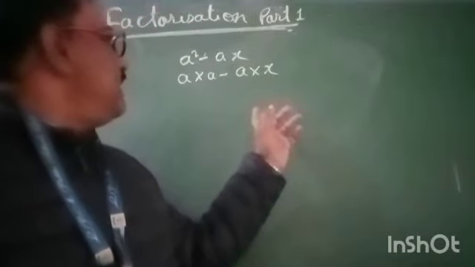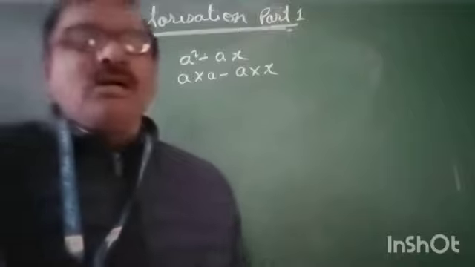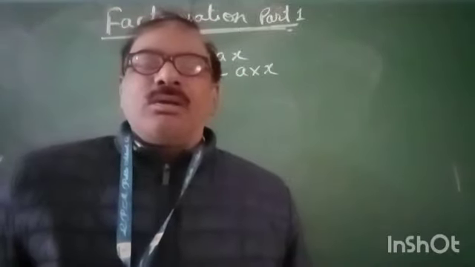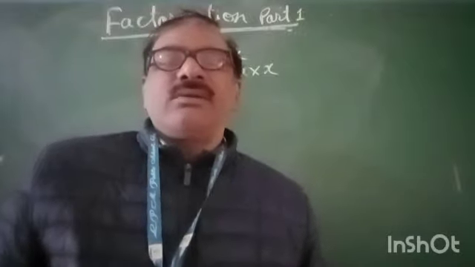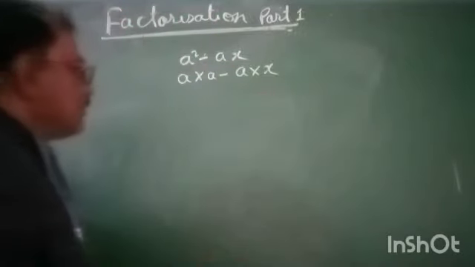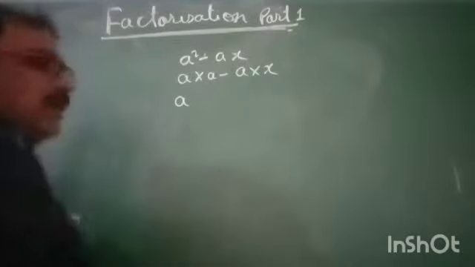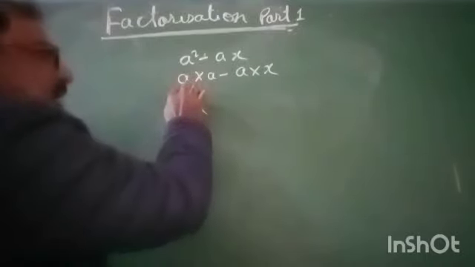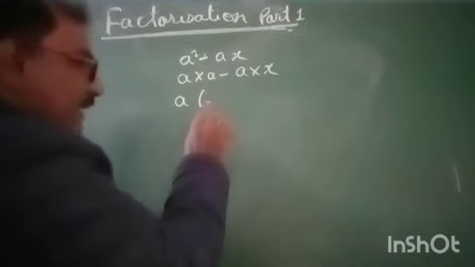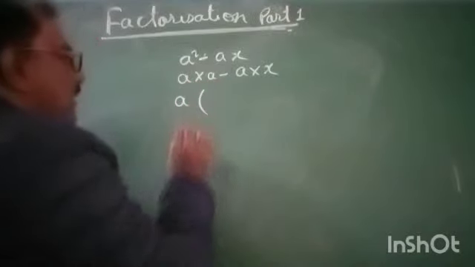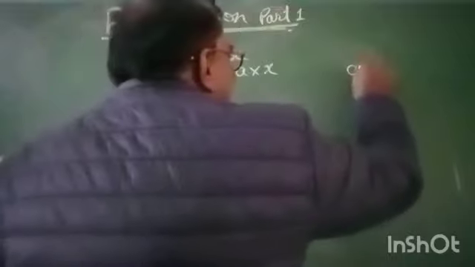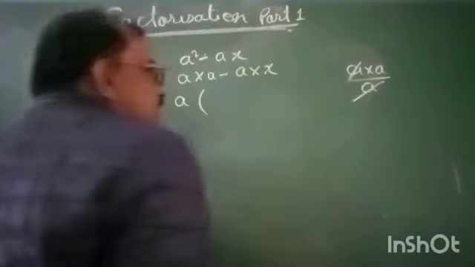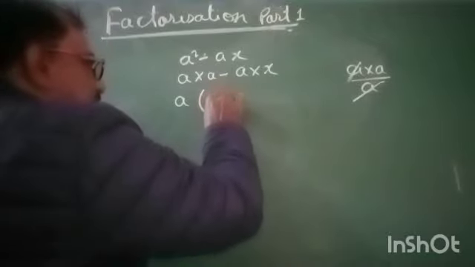So dear students, I see here a is common in both the terms. So I will take a out of this binomial and divide a multiplied by a by a. When you divide a multiplied by a by a, then a is cancelled. We get a.